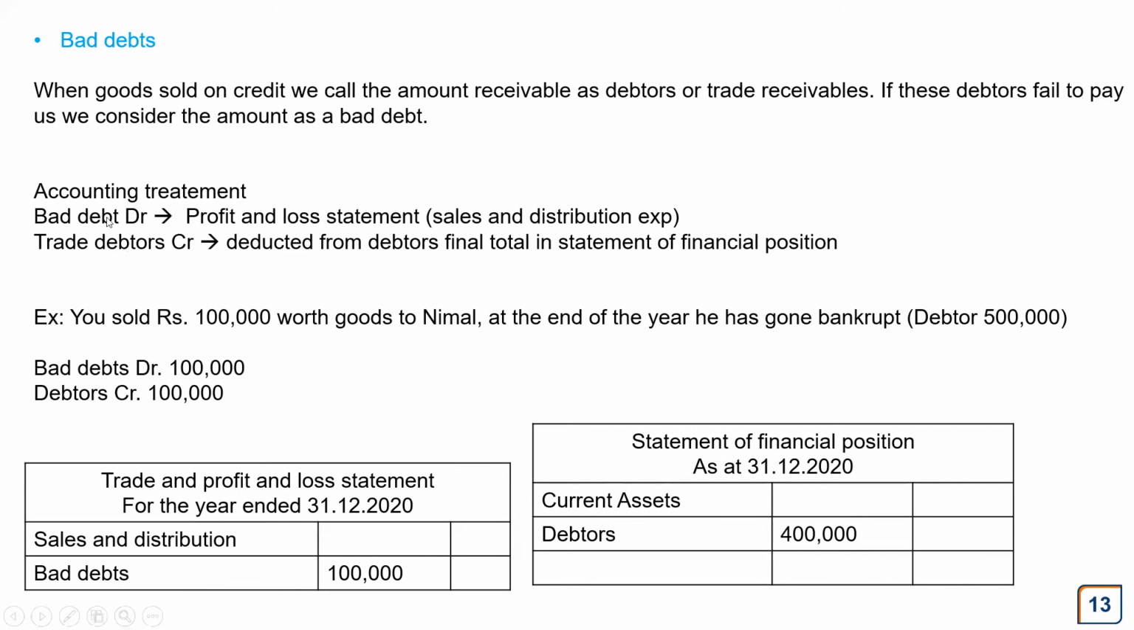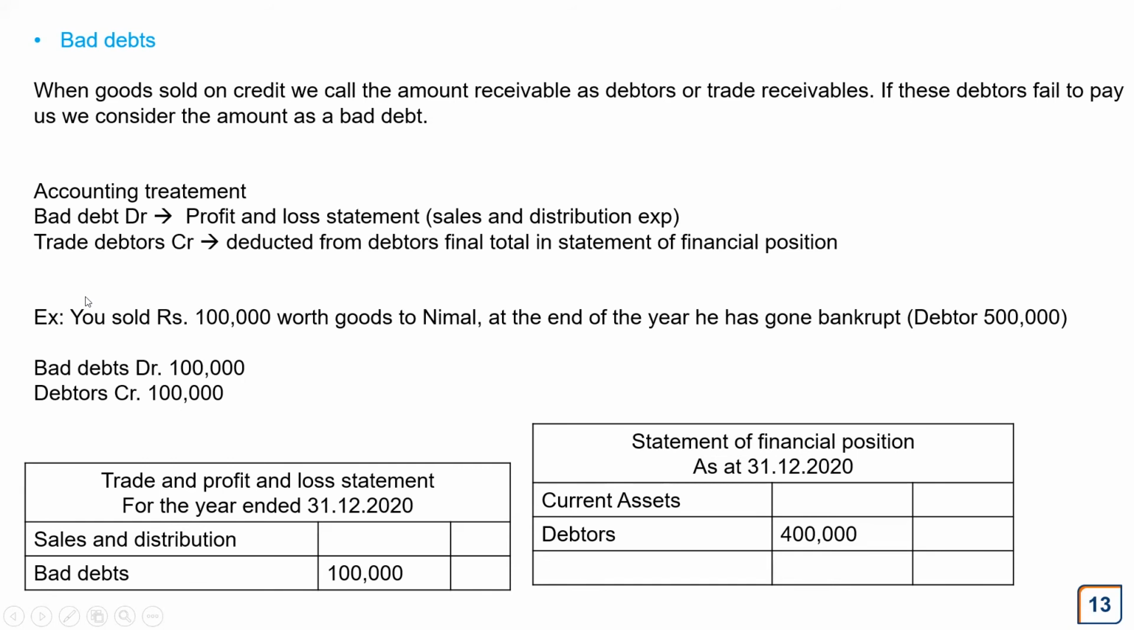So that particular account will be debited because we are going to make it an expense and write off from our profit, and the particular trade debtor will be credited. I hope you could remember that we took the total of the debtors to the particular debtor account, right? So if we are going to cut off, we have to credit it, right?